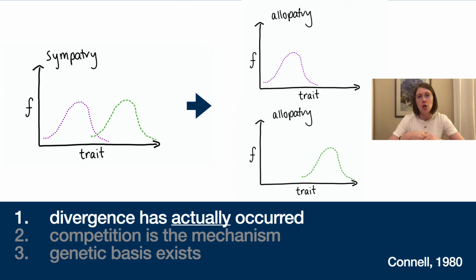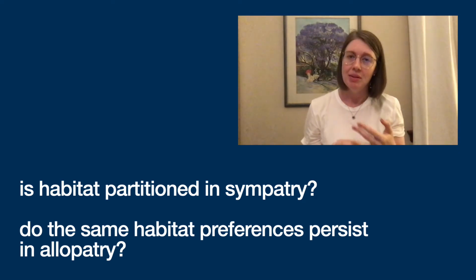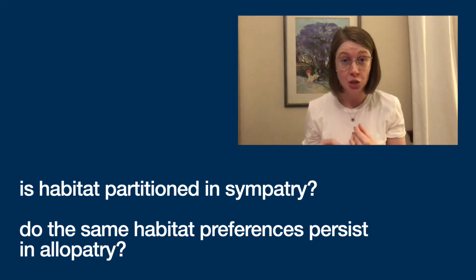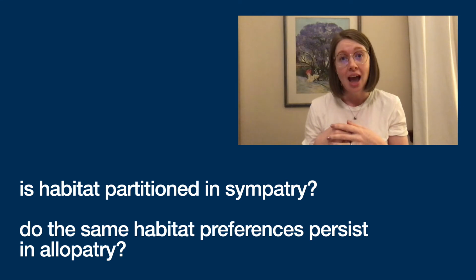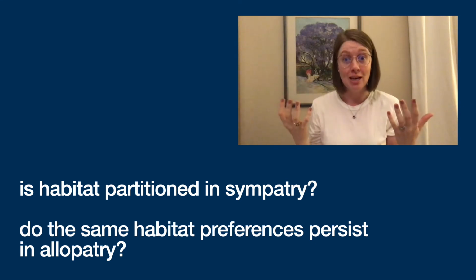Because any study on one location or one population is only one data point. So simply demonstrating that species diverge when living in sympatry, living together, is not sufficient to fully justify this argument. The divergence needs to persist when the species are in allopatry, or living separately from one another. So that then leaves us with two questions. Is habitat actually partitioned when the animals live in sympatry? And do the same habitat preferences persist when the animals live in allopatry?